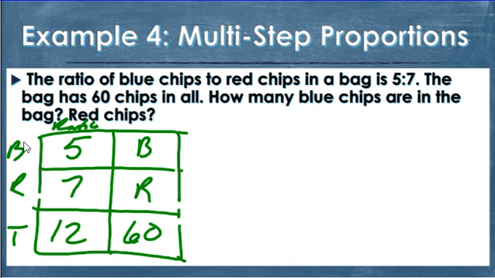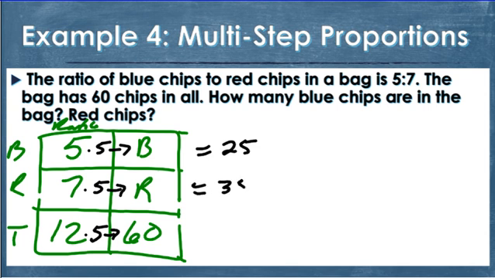So I know that 5 times 12 gives me 60. So I can multiply everything by 5 to get my color. So 5 times 5 gives me 25 blue. 7 times 5 gives me 35. If I were to add 25 and 35, you would get your 60. So these would be blue chips, this would be red chips. So setting up a ratio box can also help you solve that.